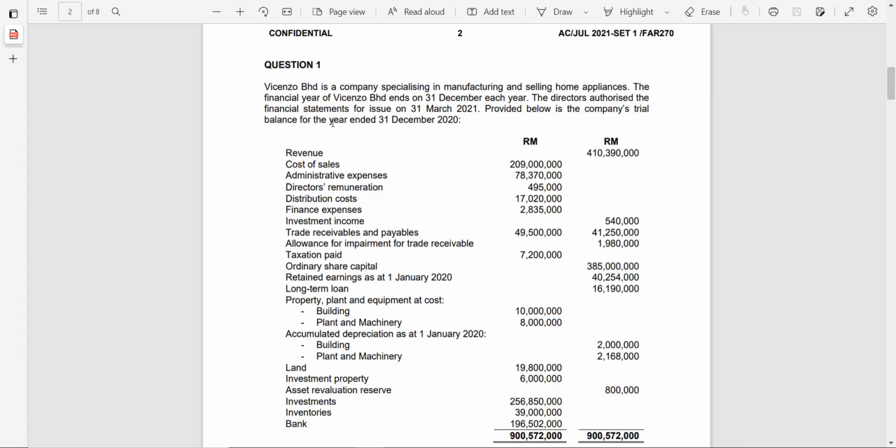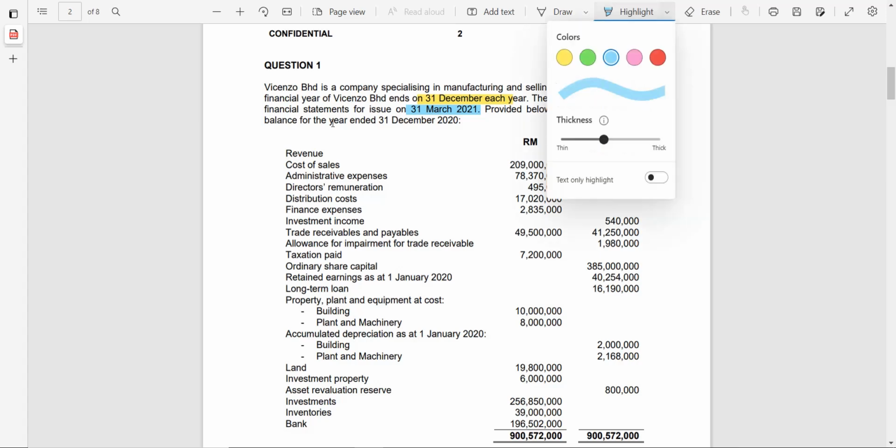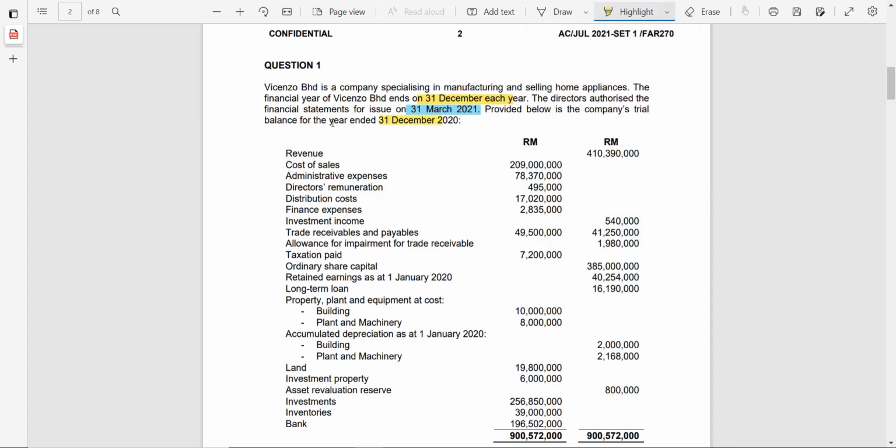The financial year end of this company is 31st of December each year, and the directors authorized the financial statements on 31st of March 2021. So the reporting date is 31st of December, but the authorization date is 31st of March 2021. And you have the trial balance for the year ended 31st of December 2020. So the financial statements for the current year are as at 31st of December 2020.